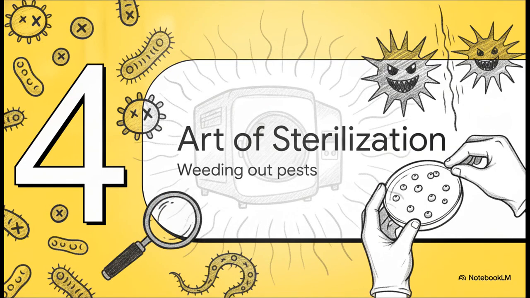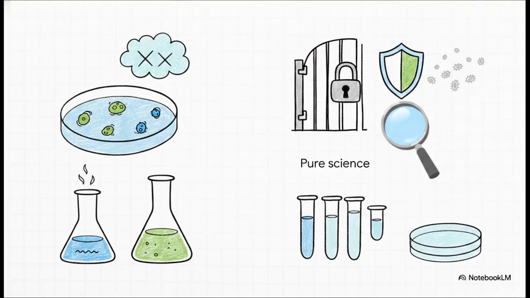Which brings us to Section 4, the art of sterilization, weeding out the microscopic pests. So, sterilization. This is the complete removal or destruction of all living microorganisms and their incredibly tough bacterial spores from our media and our working surfaces. Sterilization is really the ultimate gatekeeper of pure science here. It's what ensures our invisible farms only grow exactly what we intend them to grow, stopping widespread contamination in its tracks.